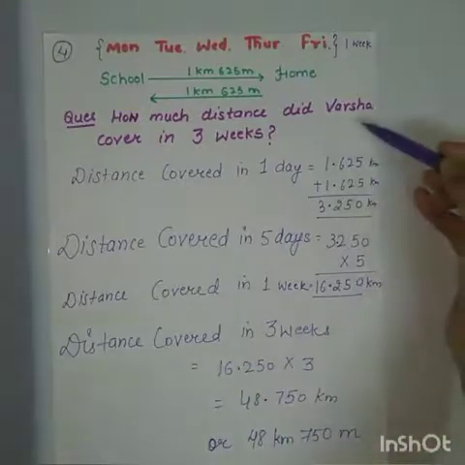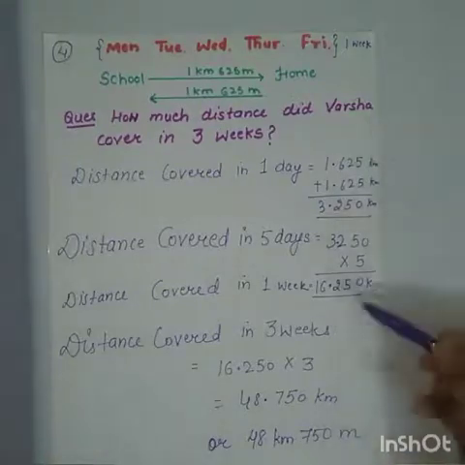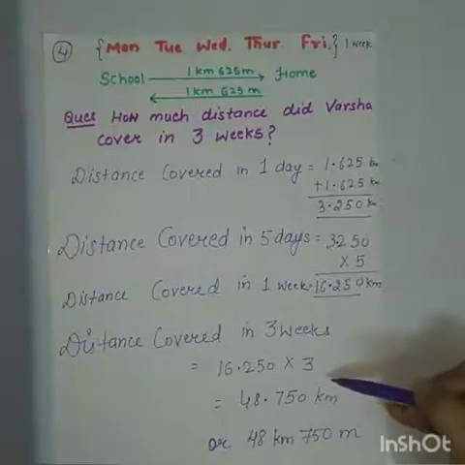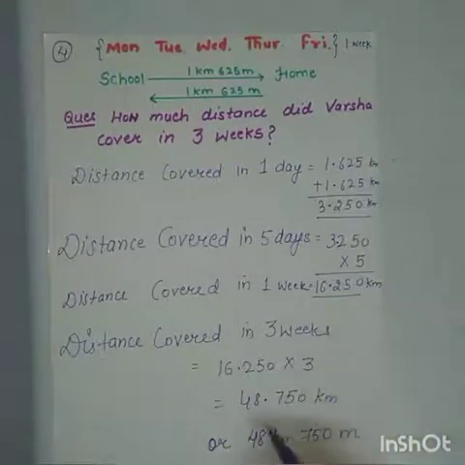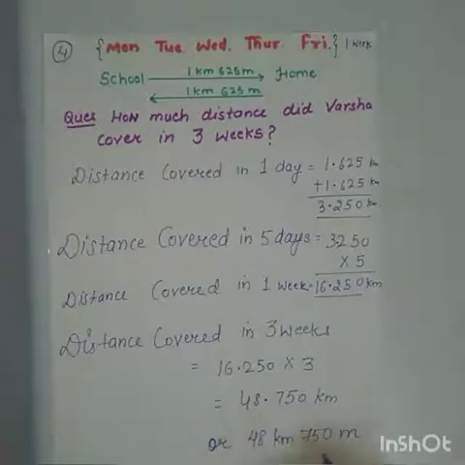Now the question is, Varsha traveled in 3 weeks. Total distance traveled in 3 weeks. So to calculate the total distance covered in 3 weeks, you have to use the operation of multiplication. So you will get 48.750 kilometer, or you can write as 48 kilometer 750 meter.